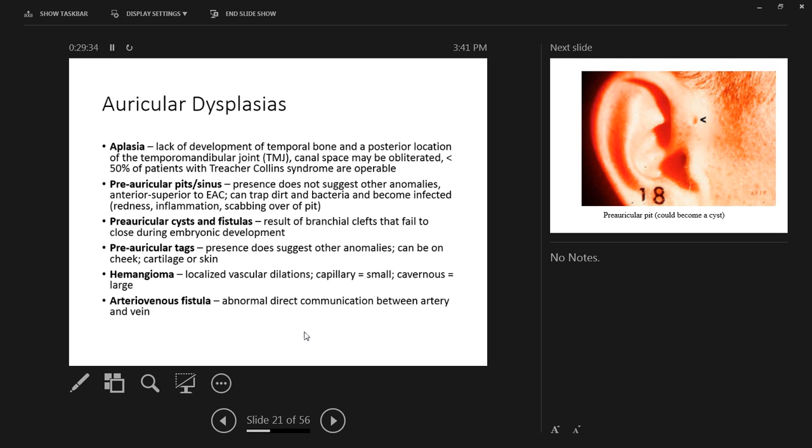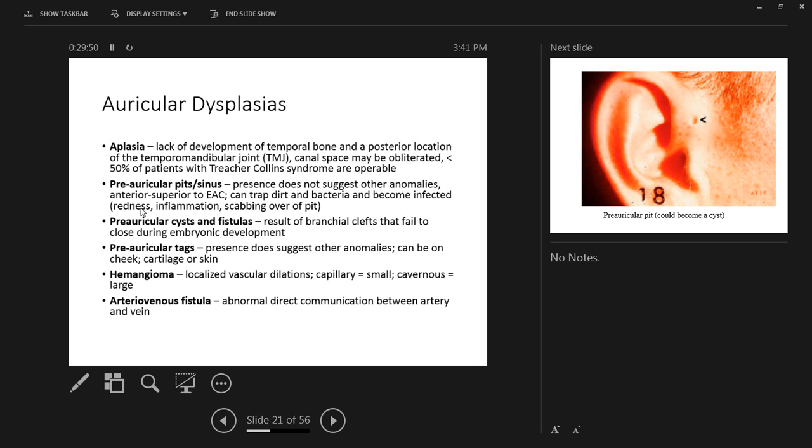Okay, so let's shift over into thinking about your congenital external ear problems called dysplasias, auricular dysplasias. So we've got a little bit of vocabulary.